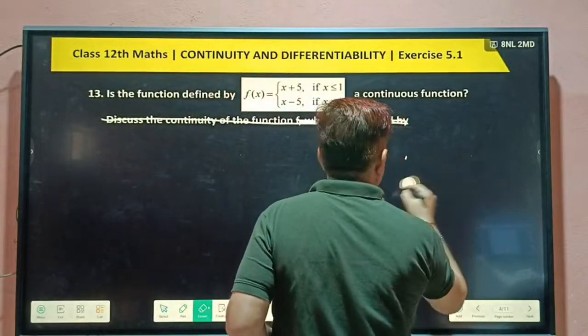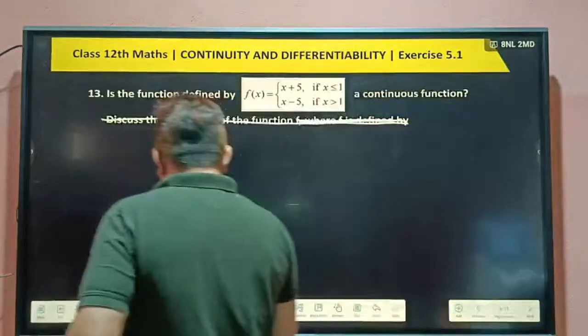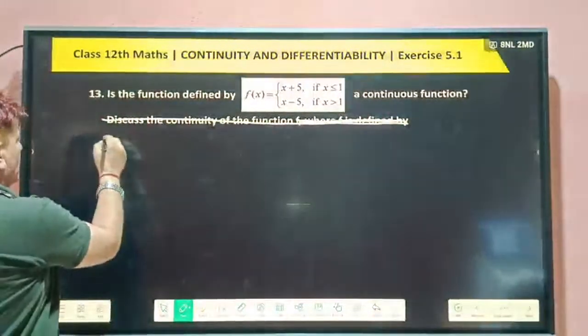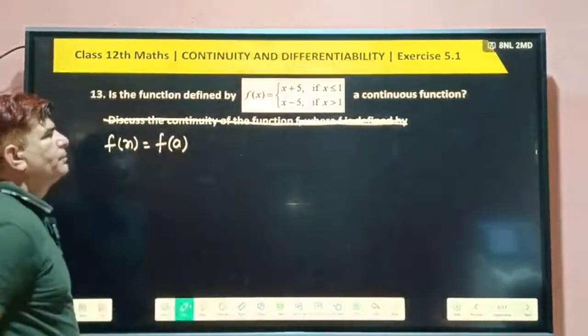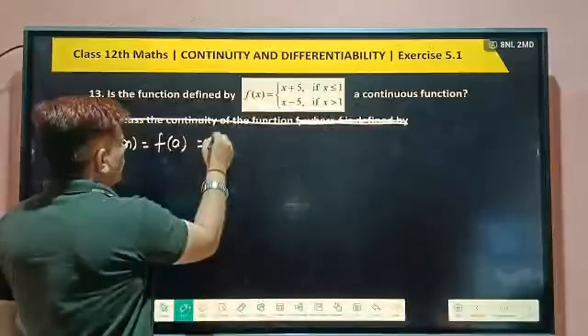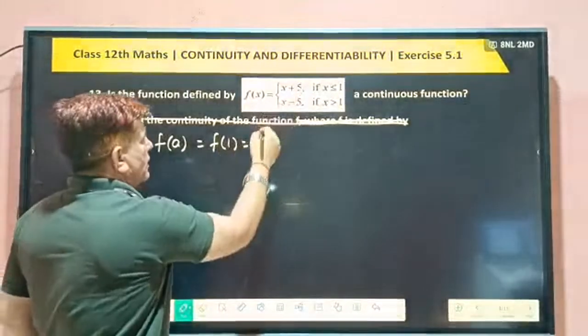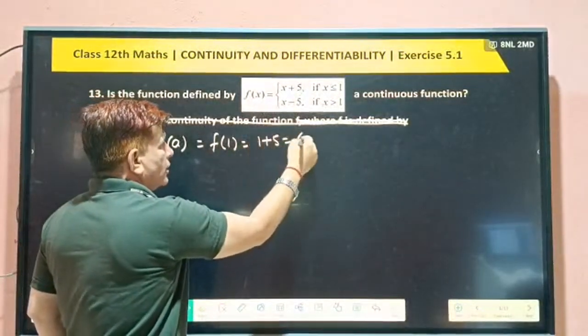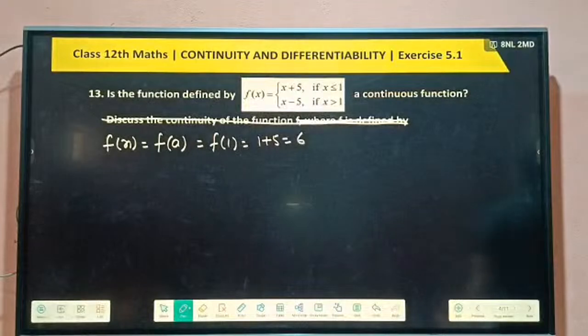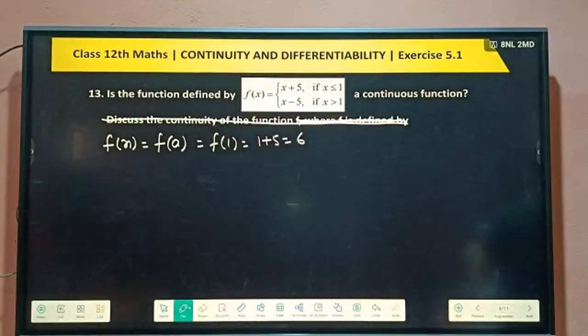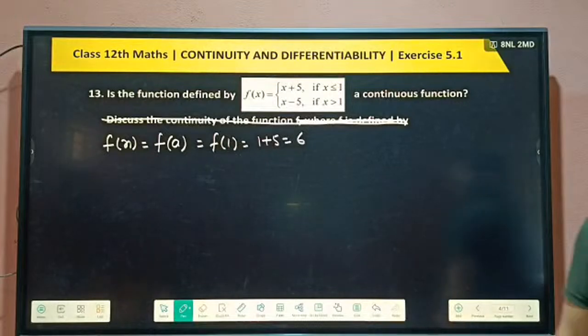Again same process. Function is what? Limit of f(x) is equal to f(a). What is f(a)? It is equal to f(1). What is this? 1 plus 5 is equal to 6. So is this related to this one? These questions. Understood?